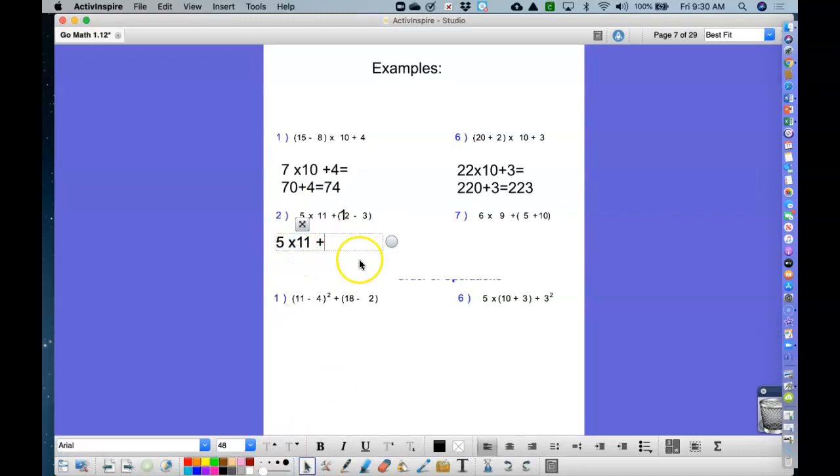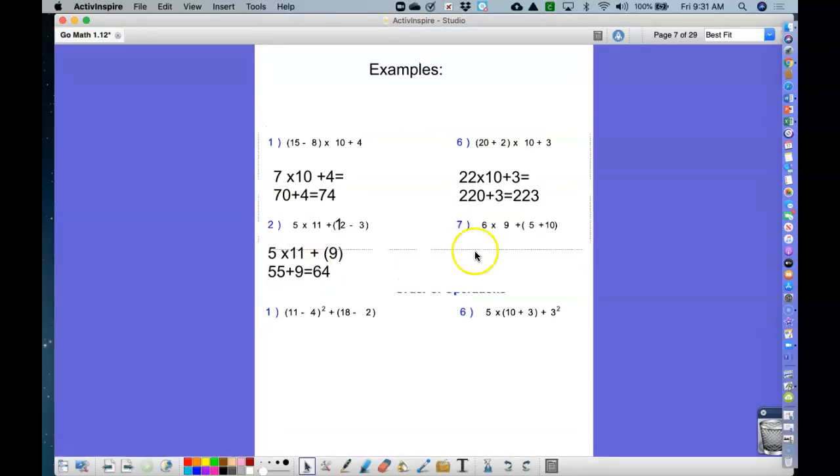All right, so we will start this again. So we can do 5 times 11. We're going to just write that, and we're going to add 12 minus 3, which is 9. So now we did the parenthesis. Now we need to multiply. So my multiplying is 5 times 11, which is 55. And then I'm going to do 55 plus 9, which is 64.